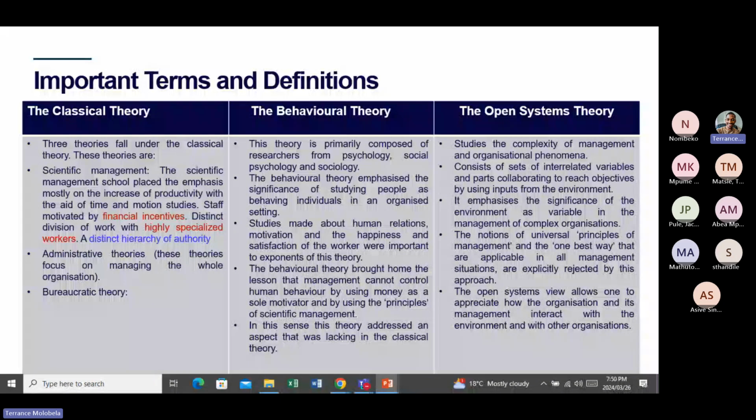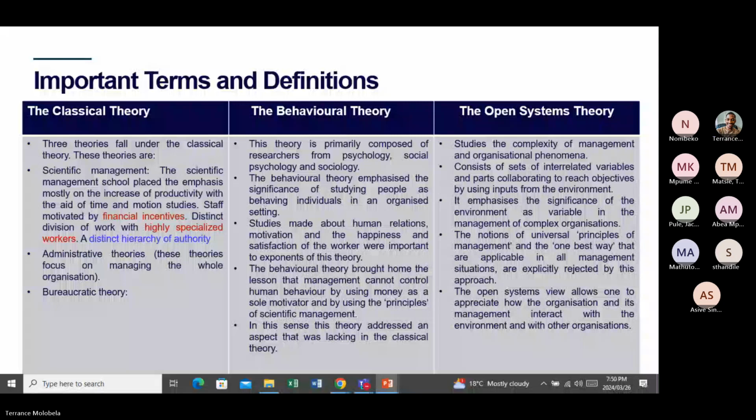But what I'm going to say is that this one emphasizes the significance of studying people as behaving individuals in an organized setting. So it studies human relations, motivation, their happiness, what satisfies them or what's important to them, and so forth. So this brings about the lesson that management cannot control human behavior by using money as a sole motivator, or by just using the principles of scientific management.